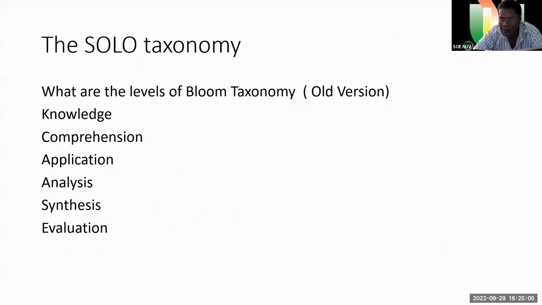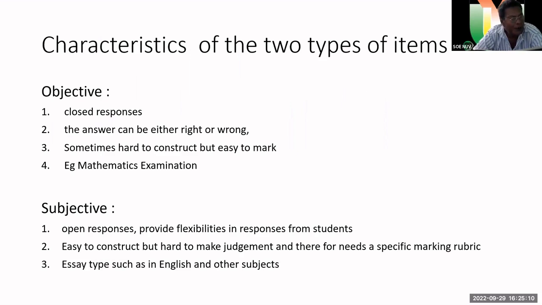Those are the levels of the old version of Bloom's taxonomy. What are the levels of Bloom's taxonomy? The first one is knowledge. The second one is comprehension. The third one is application.